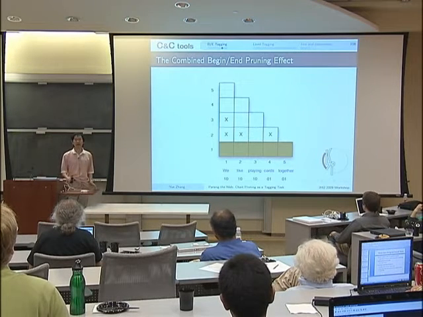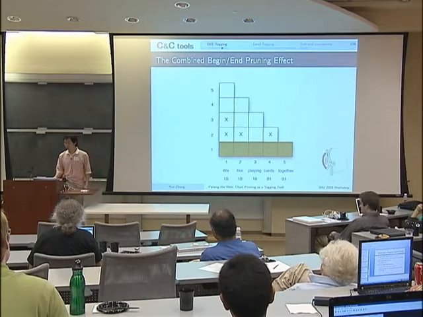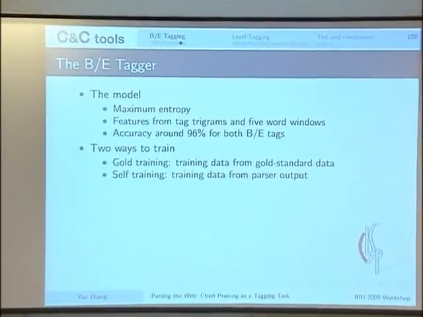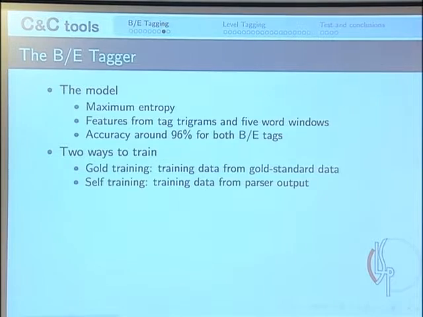And so we can combine the pruning effect of begin and end tags to form the final pruning. That is how we can apply the tags to prune the chart. Now, these tags can be derived from a maximum entropy model. We use a quite standard trigram tagger to assign these tags, where features are extracted from tag trigrams, as well as a 5-word window with the current word in the middle. The tagging accuracy is around 96% for both begin and end tags.